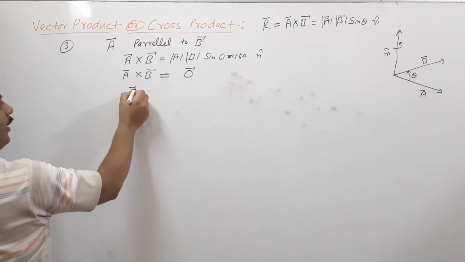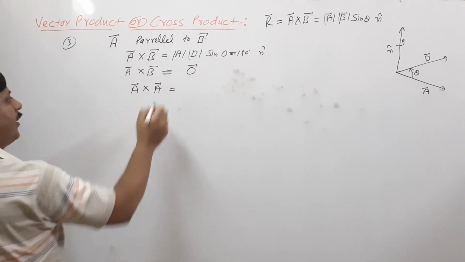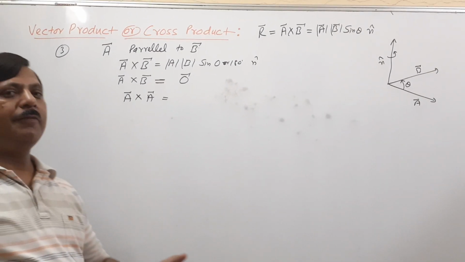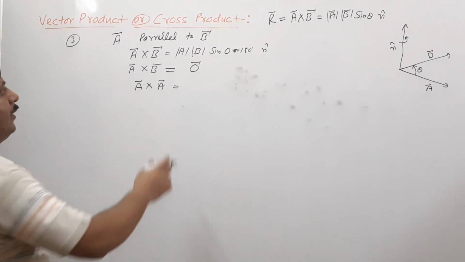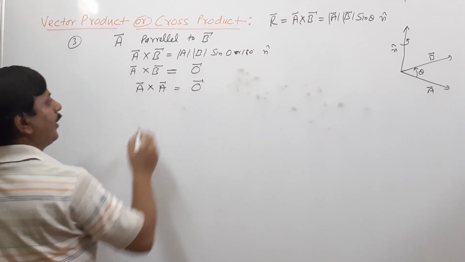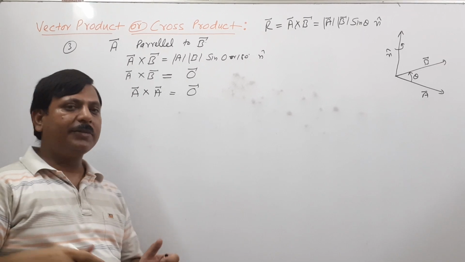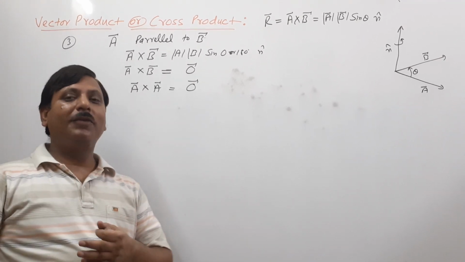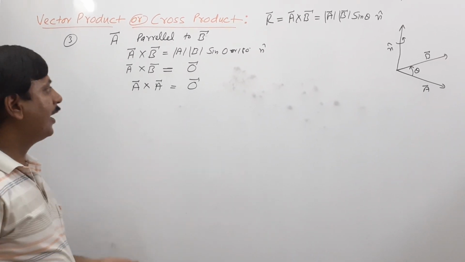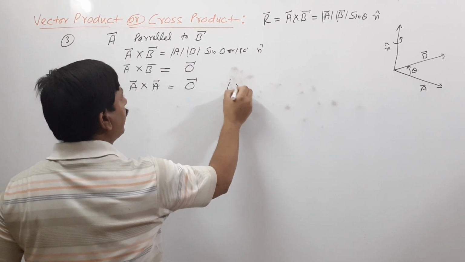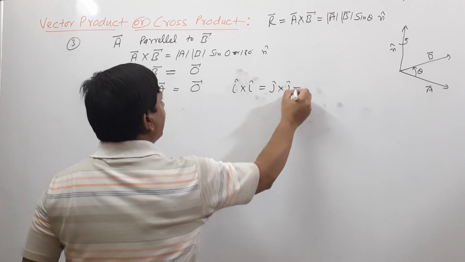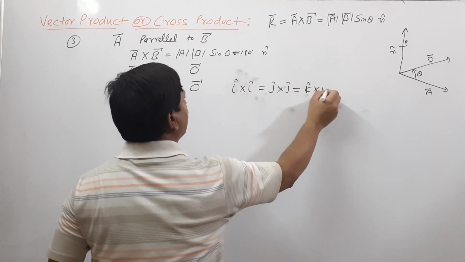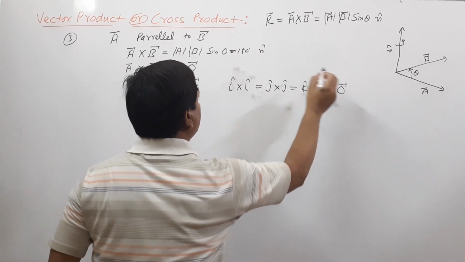Same thing, A cross A: if a vector is multiplied by itself, they are parallel vectors, so this will be a null vector. If you apply the same thing to unit vectors i cap, j cap, k cap, then i cross i, j cross j, k cross k are all null vectors or zero vector.